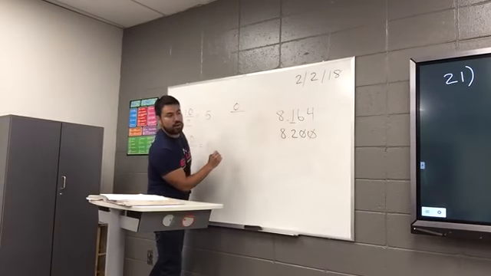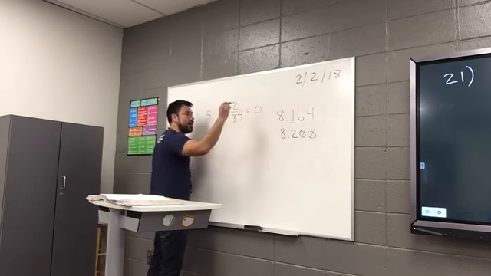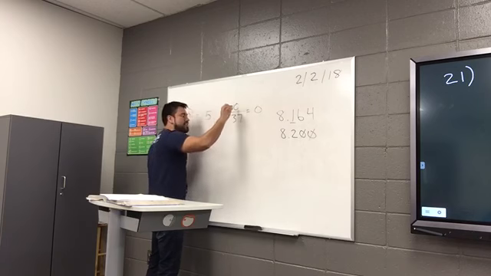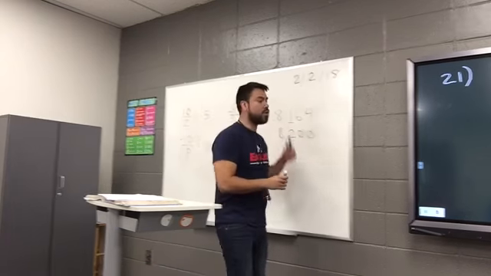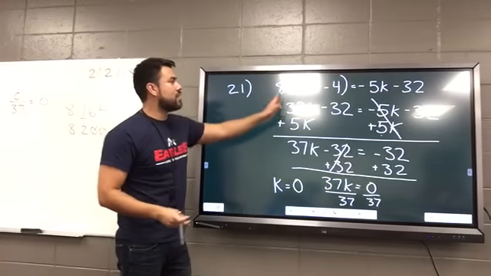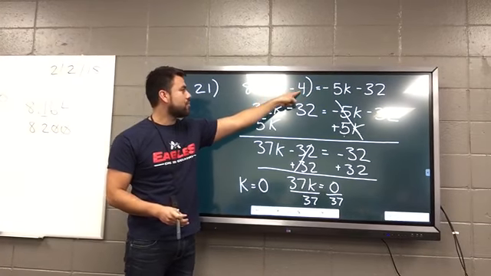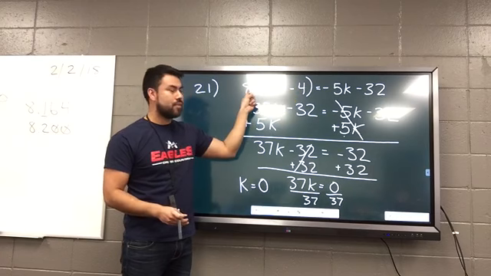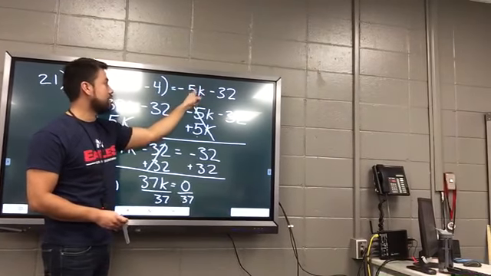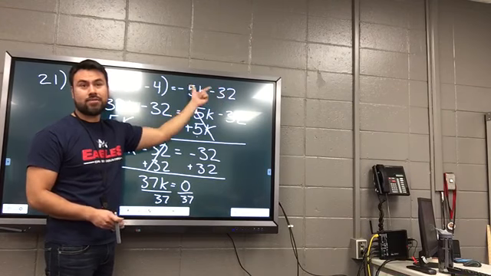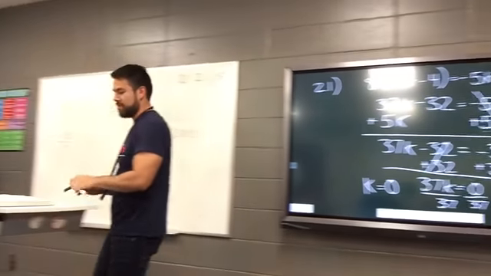Am I allowed to do 0 divided by 37? We said it's 0. Does that really work though? What's 0 times 37? That works, doesn't it? Okay, it does work. The other way does not work. Is 0 really the answer though? It does check. What's 4 times 0? 0 minus 4? Negative 4 times 8? Negative 32. What's negative 5 times 0? 0 minus 32? Negative 32 equals negative 32. It works.